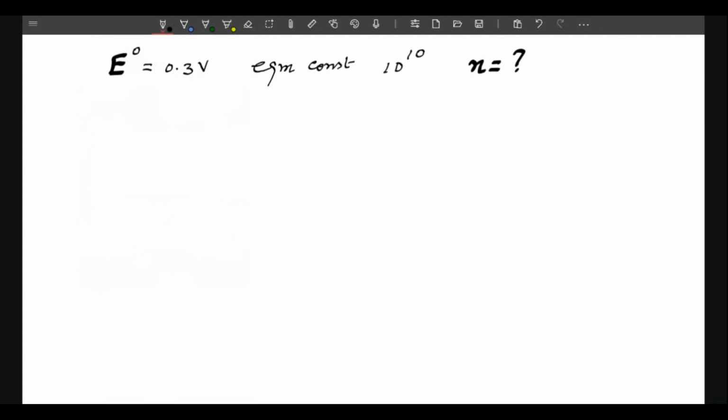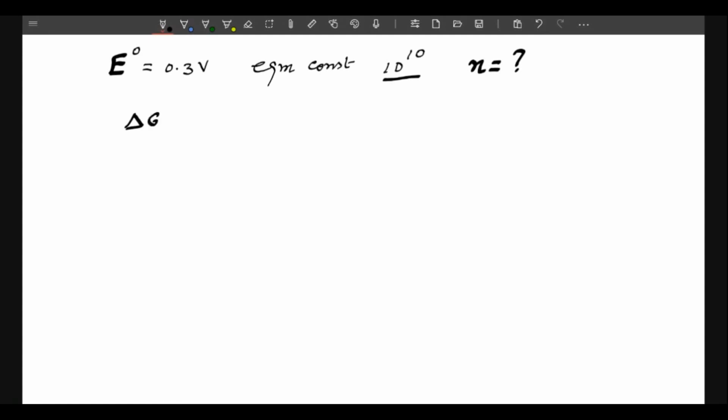This type of problem has not been asked so far. Here E naught is given, the equilibrium constant is given, and n is asked. How to calculate this? Yes, it can be calculated. How? The equilibrium constant is given, so from the equilibrium constant you can calculate this.